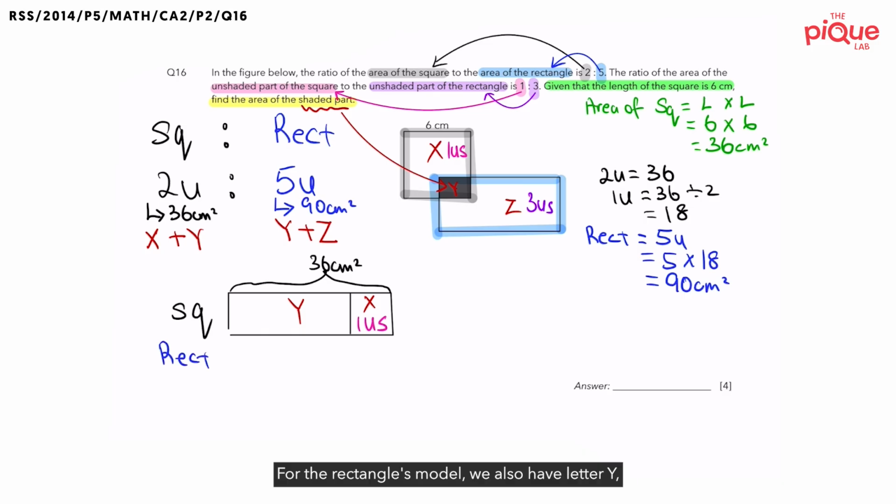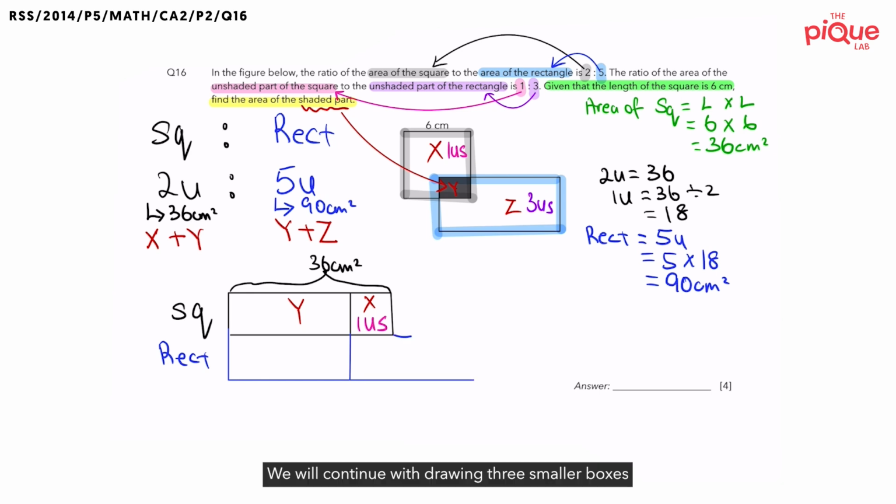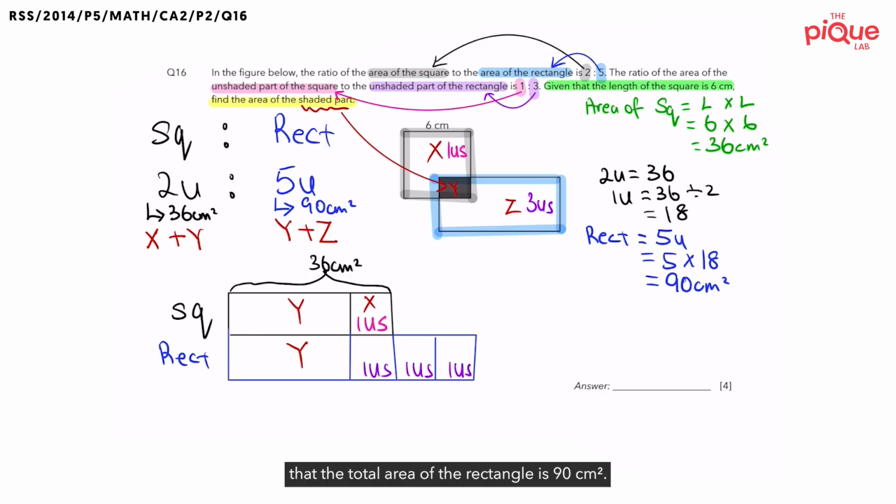For the rectangles model, we also have letter Y, and I've purposely drawn Y first, since the Y in the rectangle is the same Y as the one in the square. We will continue with drawing 3 smaller boxes, representing 3 US, which is also the area of Z. Lastly, we need to note down that the total area of the rectangle is 90 cm square. What can you see in this drawn model?